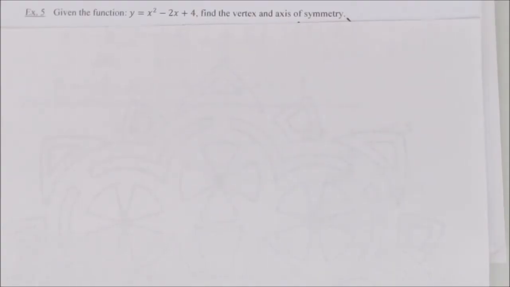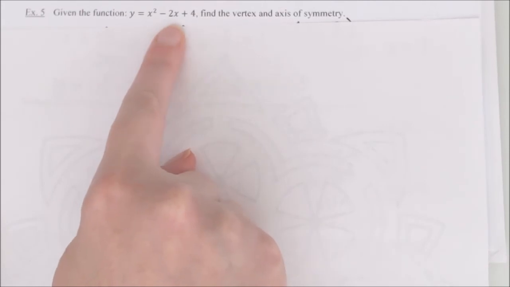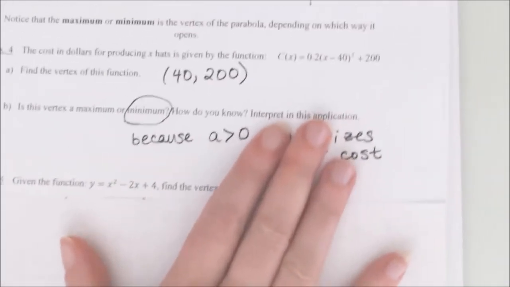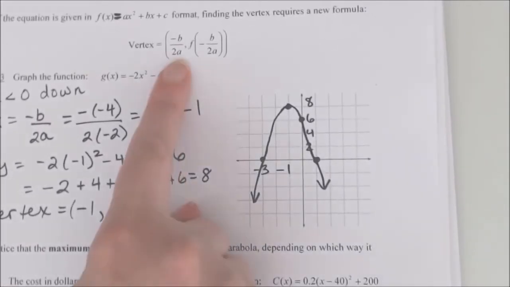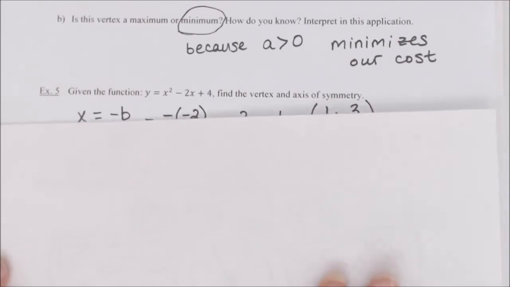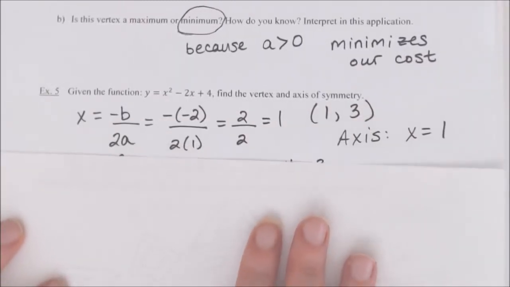Okay, so for the last part of the notes here, they ask us to find the vertex and the axis of symmetry for this equation. So the vertex, since it's the format ax squared plus bx plus c, we have to use that new formula that we had a few minutes ago, that negative b over 2a formula at the top of the notes. And so let's go ahead and do that. I went ahead and worked this out already. Let me show you the work here.